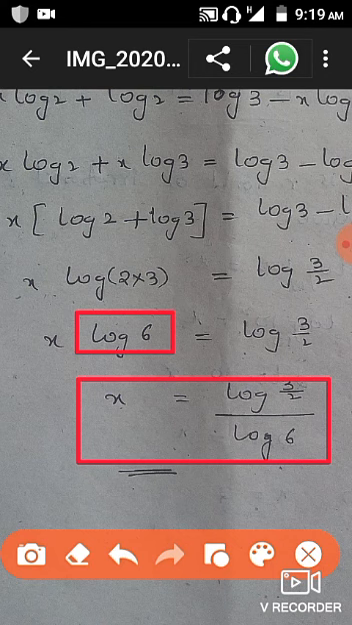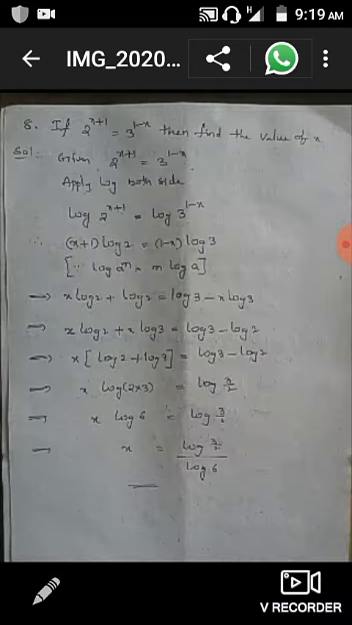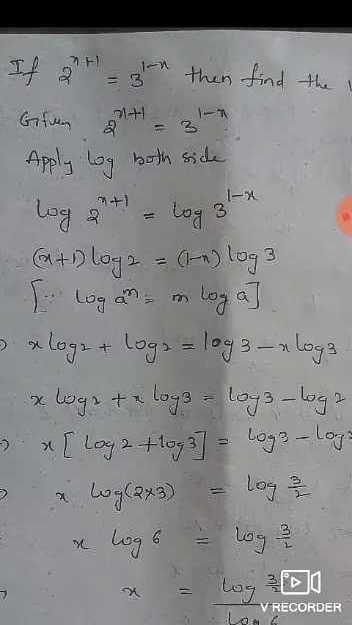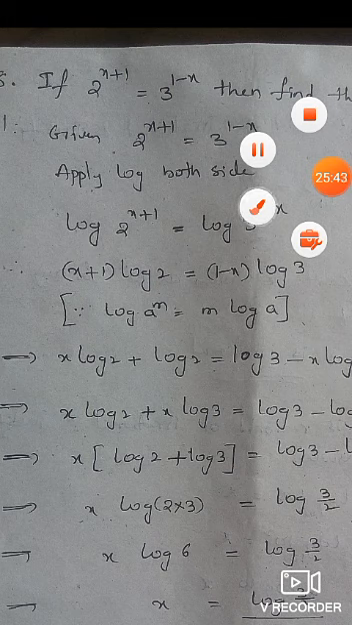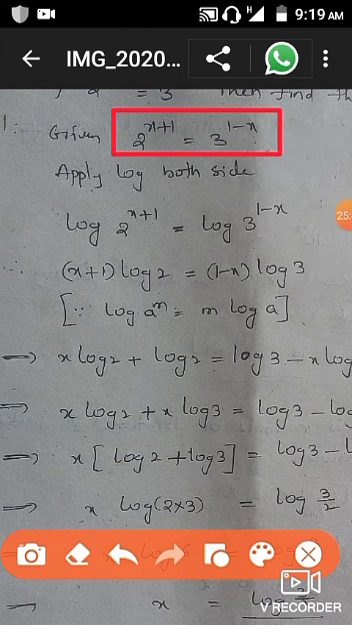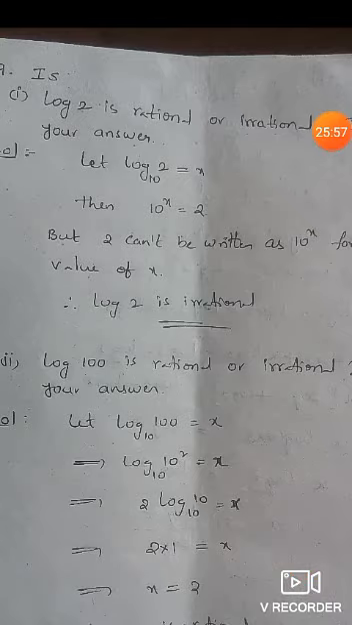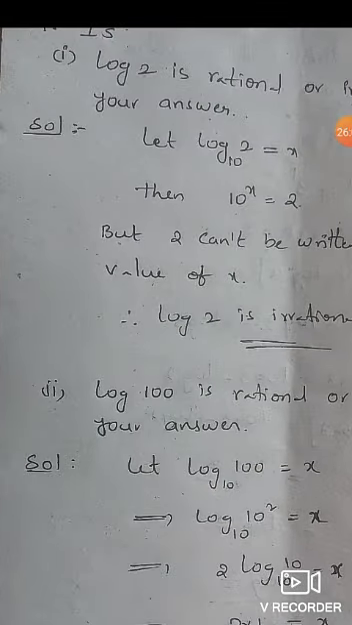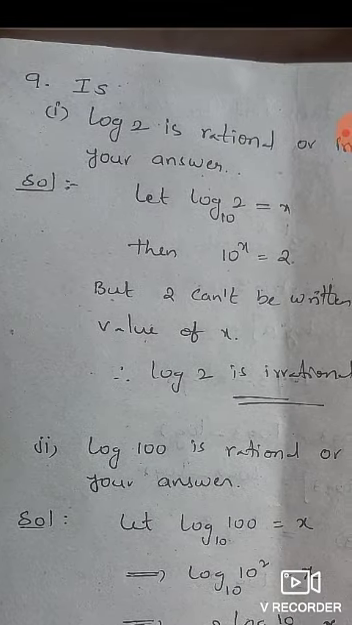This is the value for x, by using the given condition here, 2 power x plus 1. By using this we find the x value. Okay, next we go to the next question. The ninth question we'll see. The ninth question is given, with first and second questions.